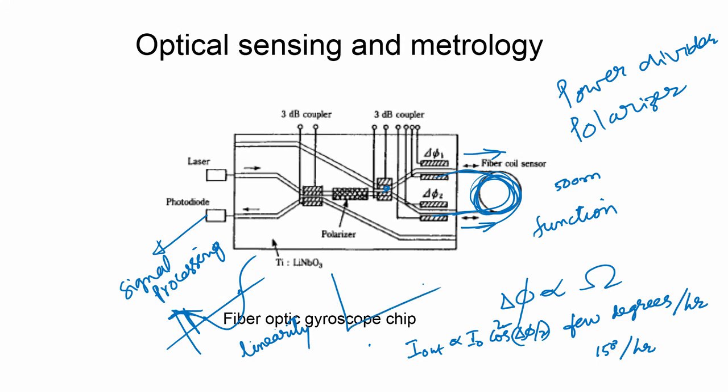For example, I will put delta phi, or maybe light intensity, on the y axis and the phase shift or omega on the x axis. We need a linear response. So in order to achieve a linear response, we have to bias this coil at some point like this. The biasing is equivalent to ramping the clock signal, so that the light is continuously biased at that particular point.